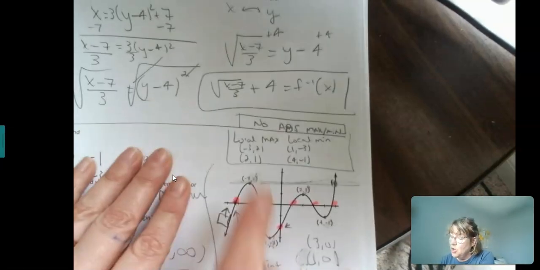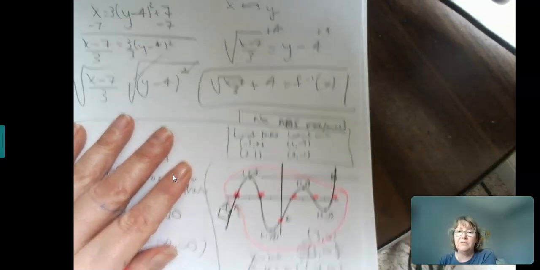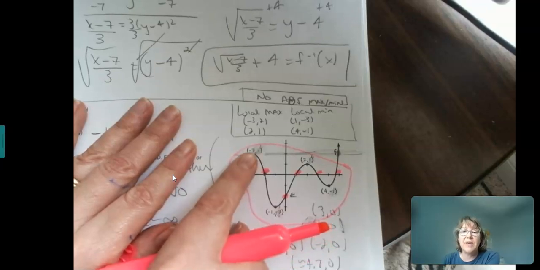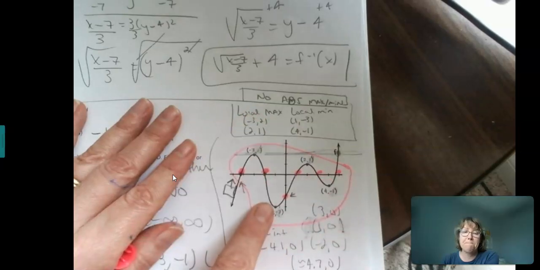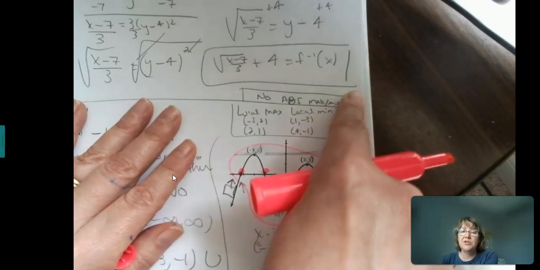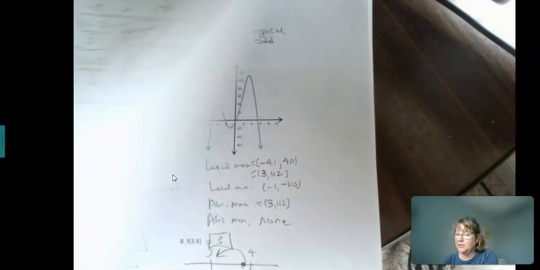All right, what else? Oh, local max and mins. Now remember, locals have to be in the middle. Okay, they can never be on an end, ever. So this looks like a local max to me. That looks like a local max to me. And these are ordered pairs. That looks like a local min. That looks like a local min. Absolutes go off to infinity, goes off to negative infinity. I don't see any absolutes there.